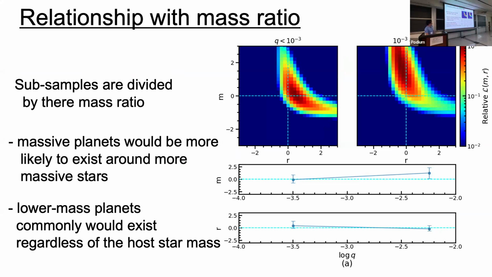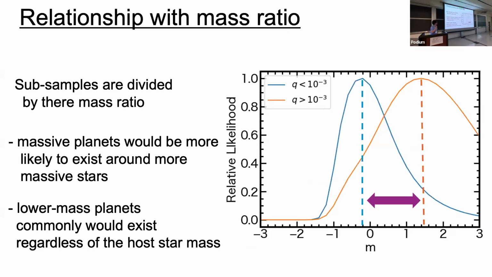The left panel shows the result of the subsample with mass ratio smaller than 10 to the minus 3, and the right panel shows the result of the subsample with mass ratio larger than 10 to the minus 3. So in this figure, we can notice that in the left panel, the likelihood distribution prefers m equals 0, and the distribution in the right panel prefers m larger than 0. And this is a clearer figure.